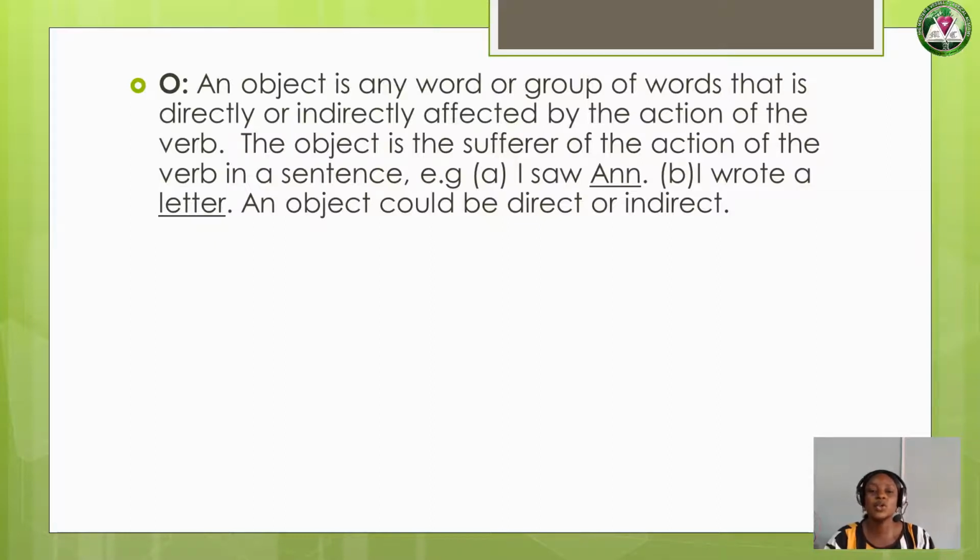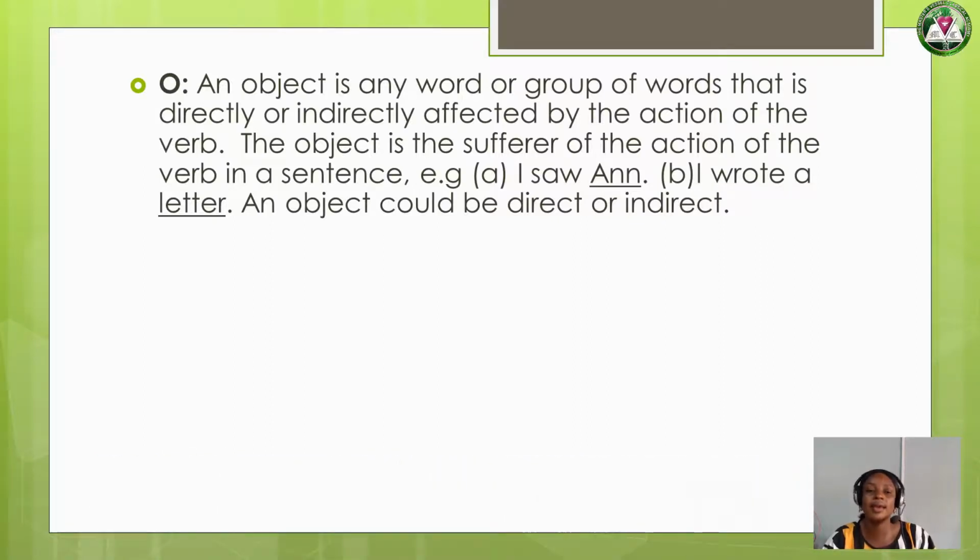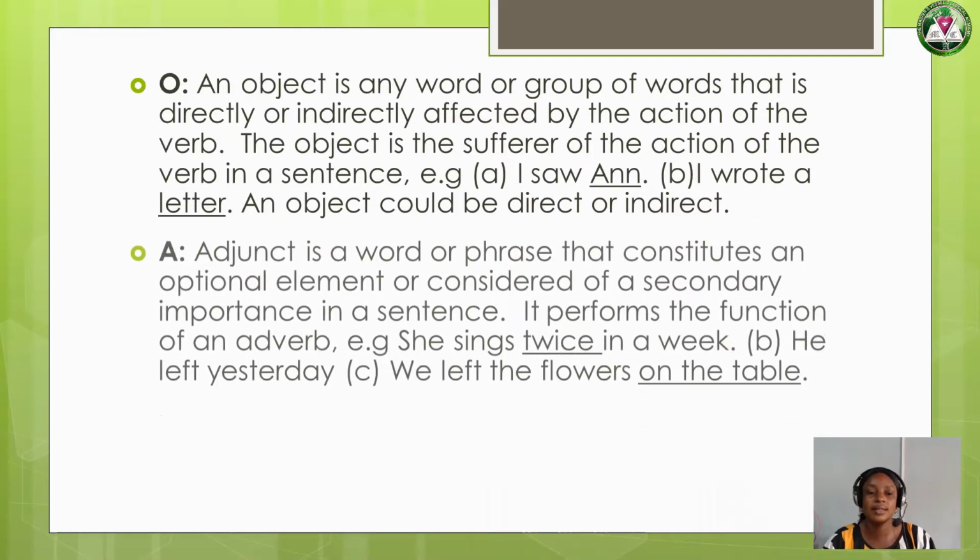An object could also be direct or indirect. For example, I saw Anne. We have a direct object there. So in some sentences, you can just have one object. Sometimes you can also have two objects. For example, I can say, I wrote a letter to her. Here we have two objects, a letter and her. So one is direct and the other one is indirect.